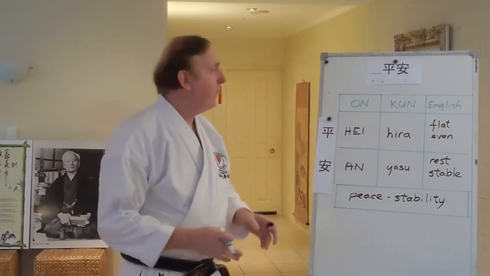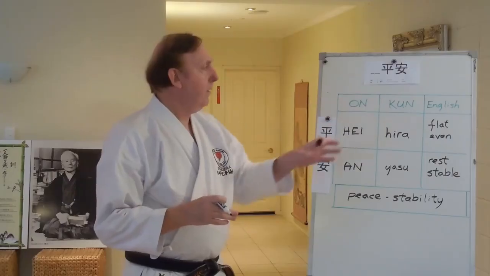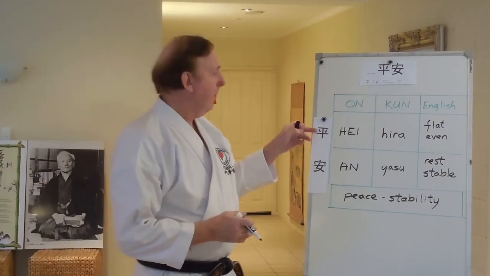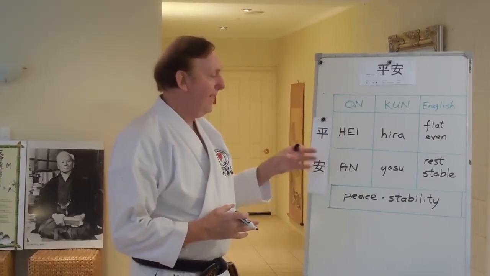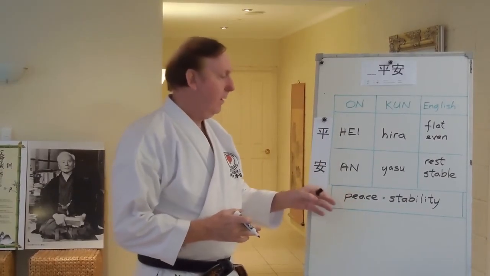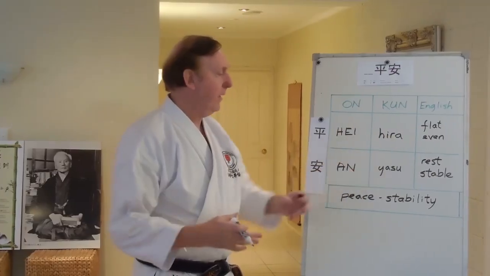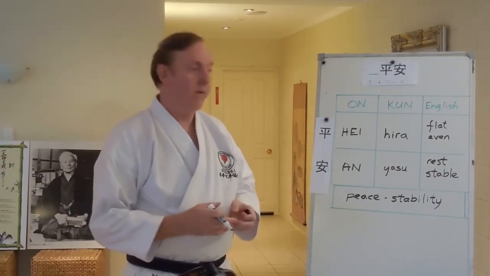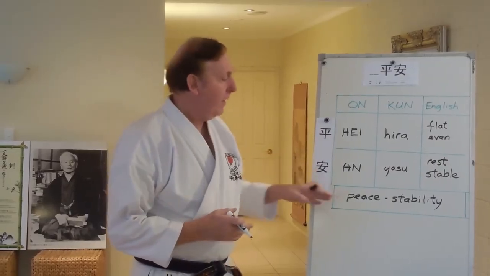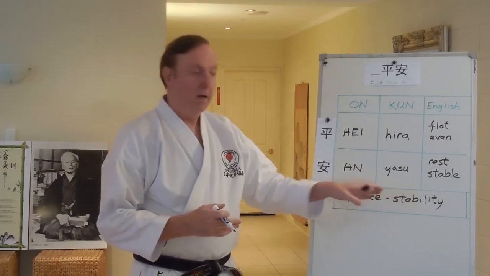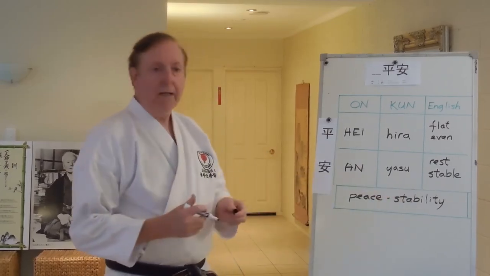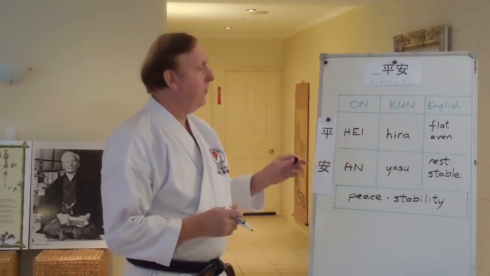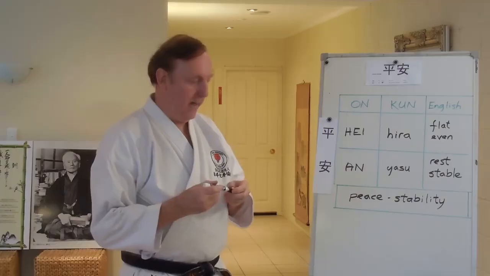So here we have the on reading and the kun reading and the English definition as we put it together. So maybe the he and the an doesn't exactly mean peace, and it doesn't exactly mean stability, but when you put he and an together, you get peace and stability as a concept. So the final concept of the two kanjis is here in the bottom box. Some people call heian peaceful mind or peaceful form or something like that, but this is the actual derivation of the words.